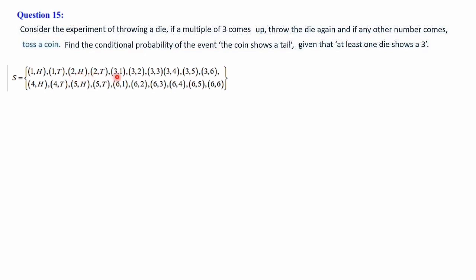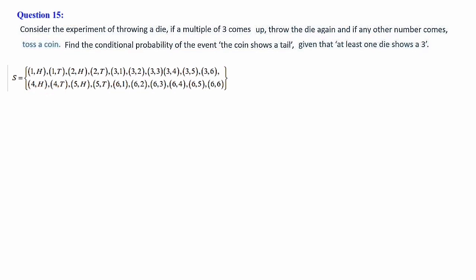Then when 3 comes, 3 is a multiple of 3, so we will not toss the coin, we will toss the die again. So there are 6 possibilities again: 3,1; 3,2; 3,3; 3,4; 3,5 and 3,6. Then if the die shows 4, 4 is not a multiple of 3. Again we will toss the coin. So head and tail are the possibilities: 4H and 4T.